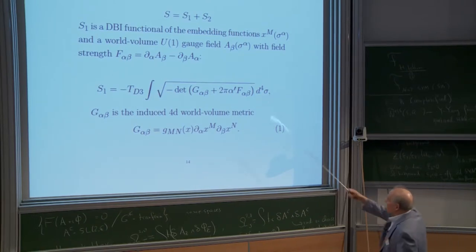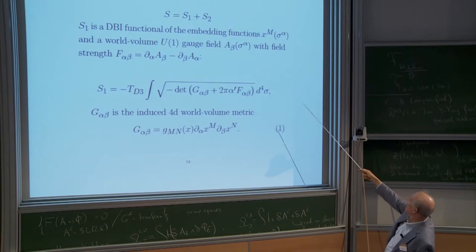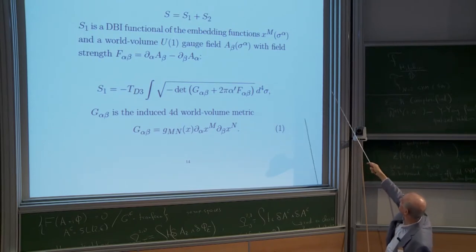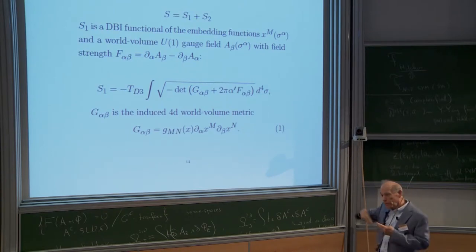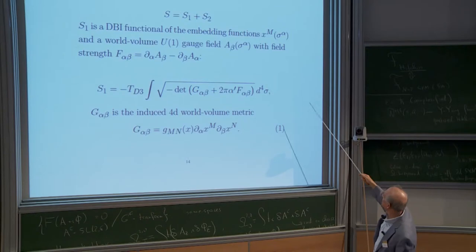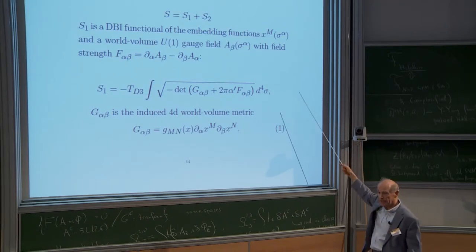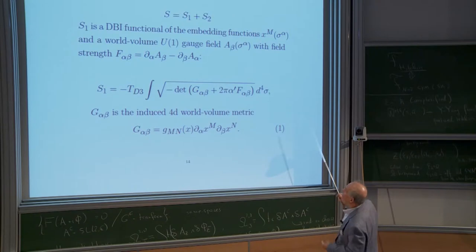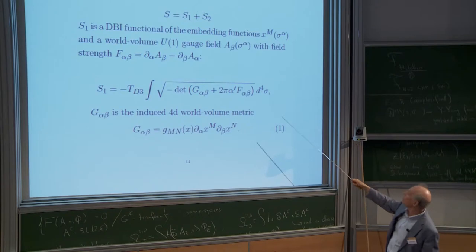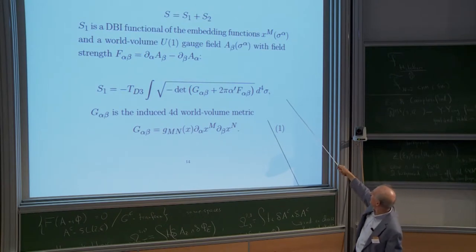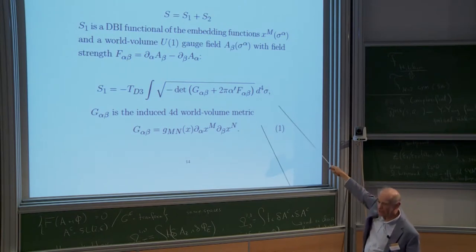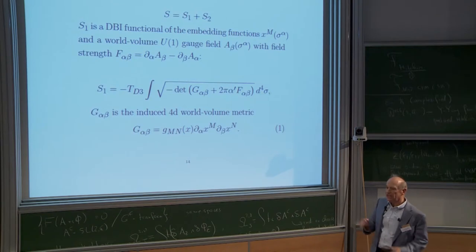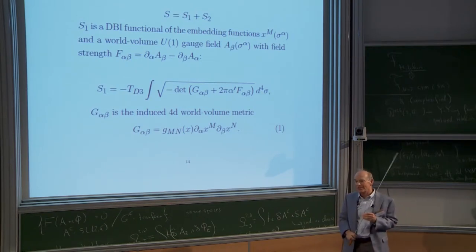S1 does have this Dirac-Born-Infeld structure, and it's a function of the embedding functions that I showed you. So the sigmas are the parameters of the world volume of the brane, and x is the space-time, so it just tells you how the brane is embedded in the space-time. So that's why they're called the embedding functions. And in addition, what you always have when you're talking about D-branes is a world volume U(1) gauge field, which is a vector field in the brane. So it has no space-time index on it. Before you do gauge fixing, it's completely inert under the entire superconformal group.